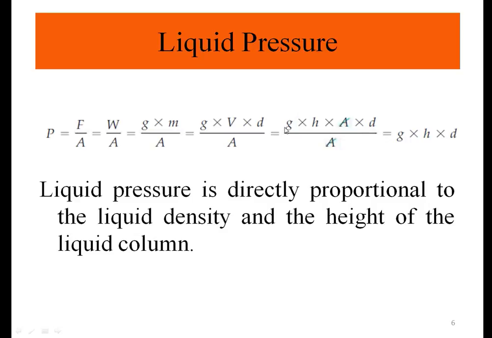So we can substitute here. We have G times H times A times D divided by A. These A and A cancel each other, and the result will be G times H times D. Again, G is gravitational acceleration, which is constant, H is the height of liquid in the container, and D is the density of the liquid. So liquid pressure is directly proportional to the liquid density and the height of the liquid column. When we increase the height of the liquid, the pressure is going to be higher, or if we use a liquid with higher density, the pressure increases.